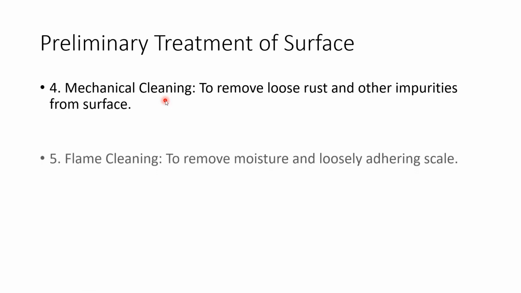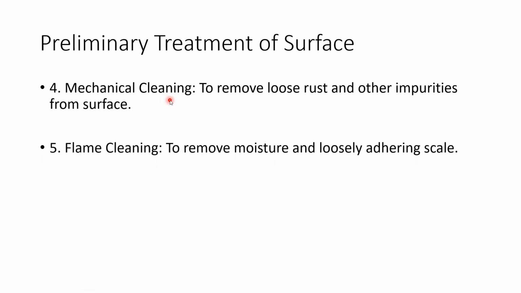Now we will go through the fifth point, that is flame cleaning. Flame cleaning is generally adopted to remove moisture and loosely adhering scale by heating the metal surface with a hot flame, and this is followed by wire brushing.